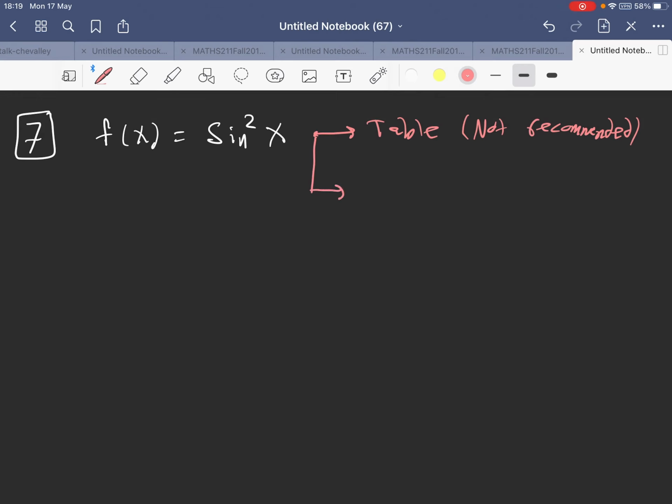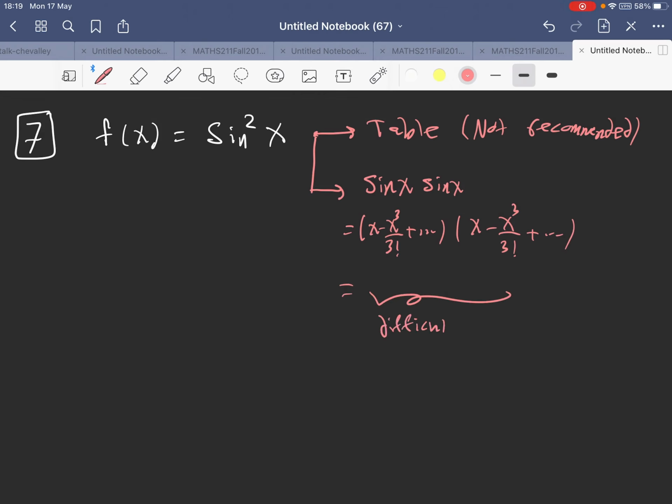Second one is you find sine x and then you multiply it twice, which means you find the series for sine and you multiply it by the same series of sine. Again, because those are infinite series, the final answer would be difficult to spot a pattern in. Not recommended.